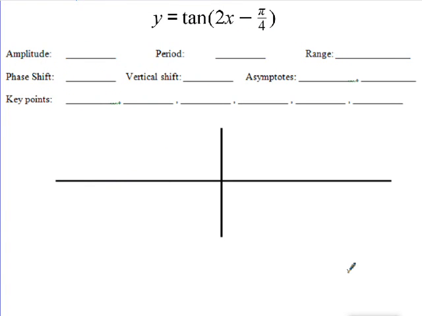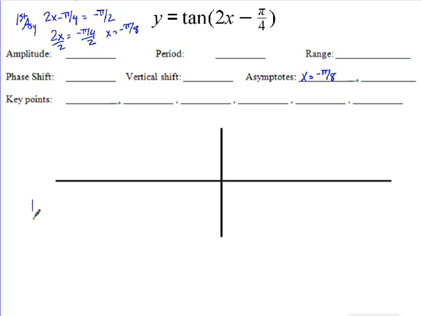y equals tangent of 2x minus pi over 4. So first thing I'm going to do is find my first asymptote. It's going to be bx minus c, which is 2x minus pi over 4. I'm going to set that equal to negative pi over 2. So I add pi over 4 to both sides. 2x equals negative pi over 4. Negative pi over 2 plus pi over 4 would be negative pi over 4. And then I divide by 2, and I get x equals negative pi over 8. So my first asymptote is x equals negative pi over 8.